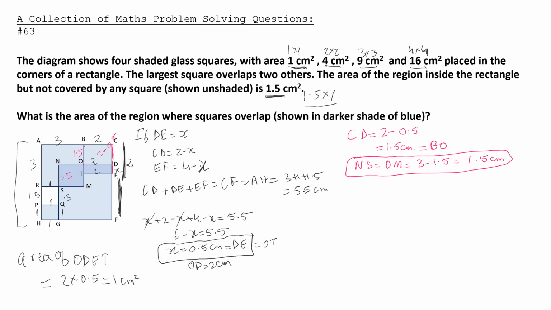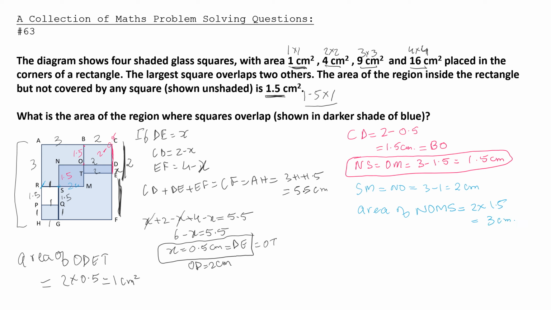The ON is easy enough, because I know that RS is 1 centimeter. So SM I have to find. SM equals NO, and that would equal 3 minus 1, and that is 2 centimeters. So this would be 2 centimeters. So I can write area of NOMS equals 2 multiplied by 1.5, and that is 3 centimeters square.